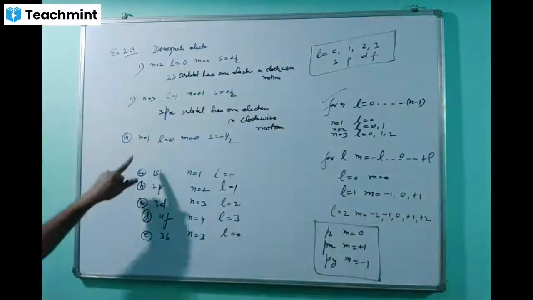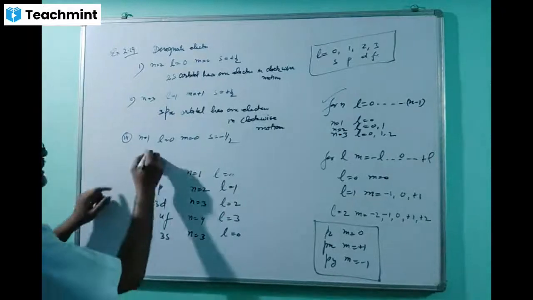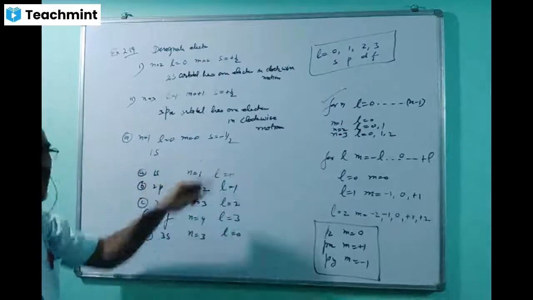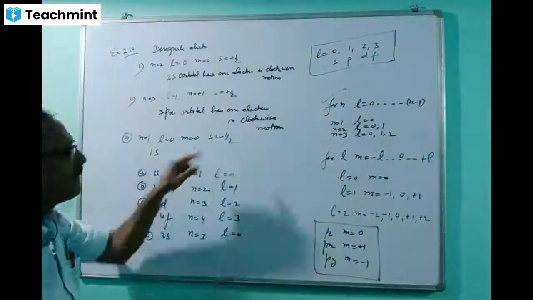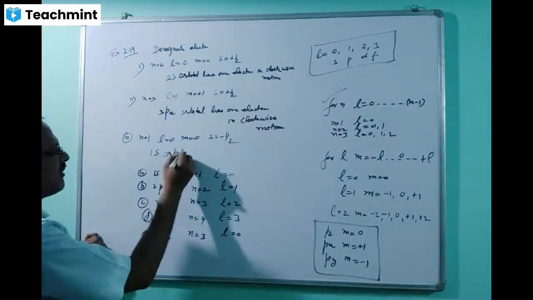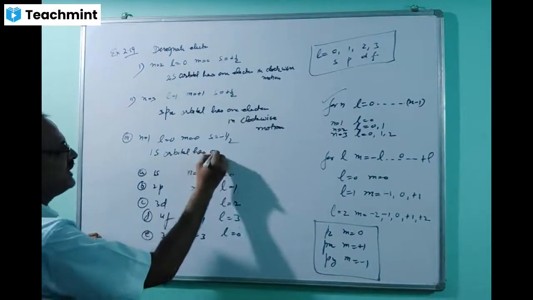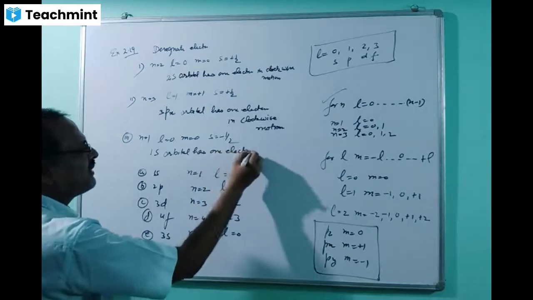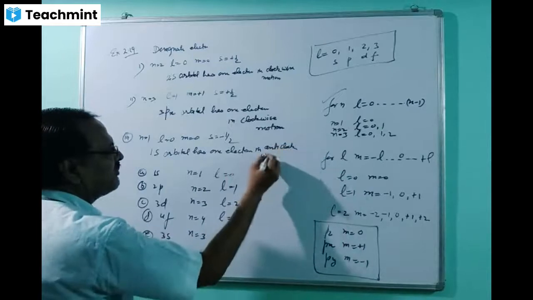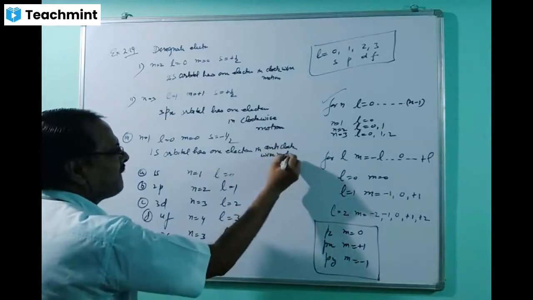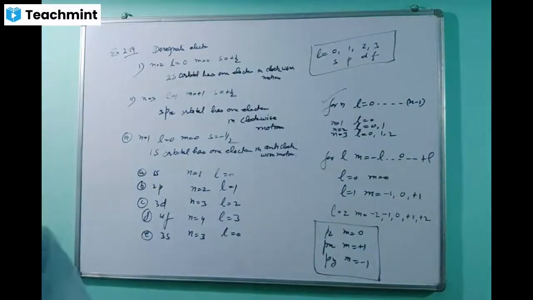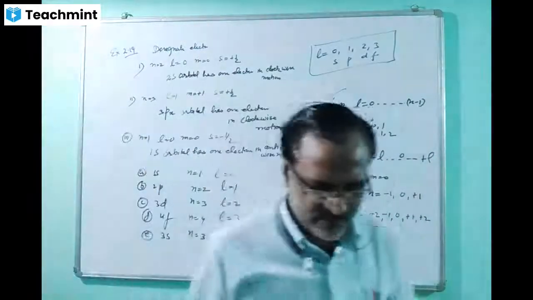Now come here. N is equal to 1, L is equal to 0. 1s. The 1s contains one electron. What is the motion here? Anti-clockwise. Yes, correct. One electron in anti-clockwise motion. So just you go through your book. I have tried my best to make you understand the topic.